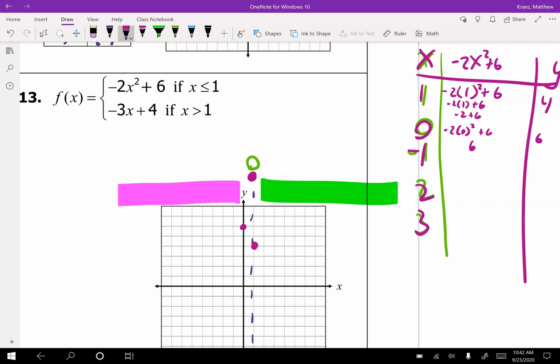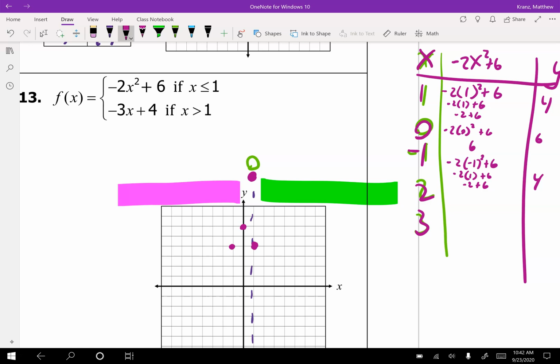Okay. And then my next one is negative 2 times a negative 1 squared plus 6. So remember, this is negative 2 times 1 plus 6. So this will give me negative 2 plus 6, which is 4. So I'm at negative 1, 4.